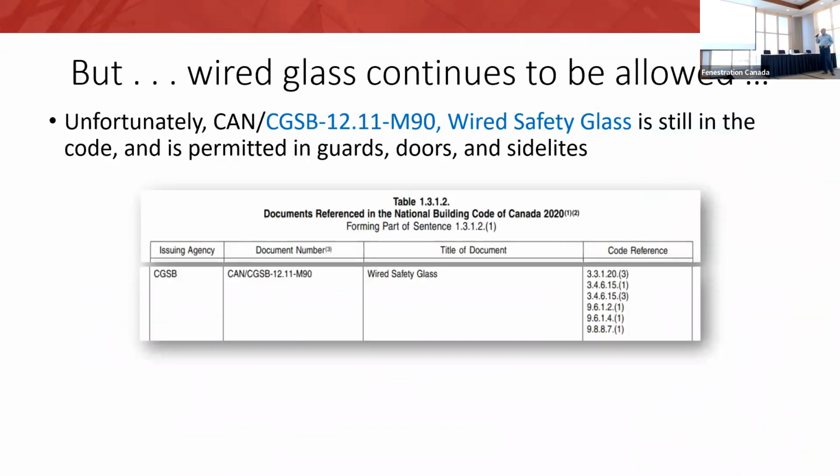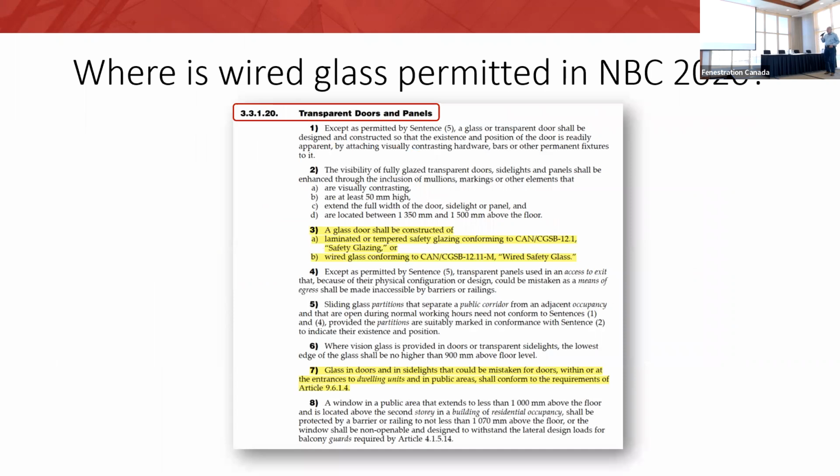But unfortunately, the old wired glass standard is still in the code, and it was called wired safety glass. Because back in, when was it, 1990? I guess they still thought wired glass was a safety glass, or should be considered that way. And some people feel that's a problem because you can have significant cutting injuries if you encounter a piece of wired glass violently, and unfortunately, it is still considered a safety glass in the code. Hopefully, they'll deal with that in the next edition.